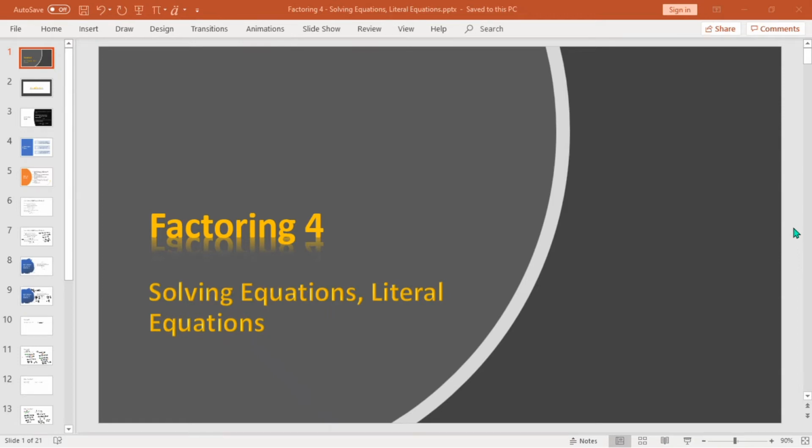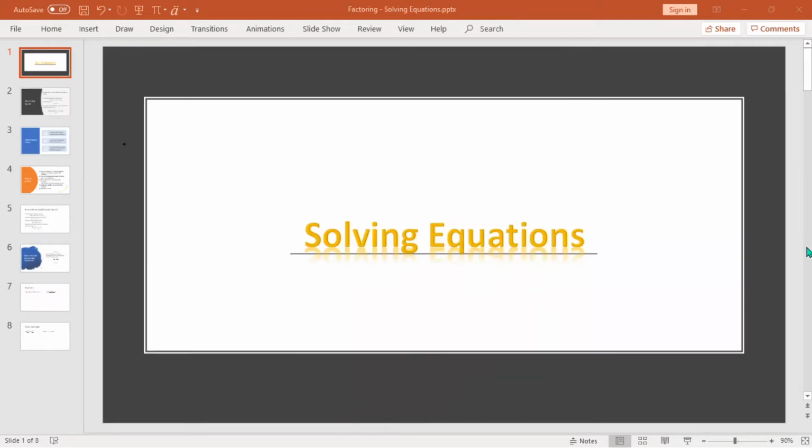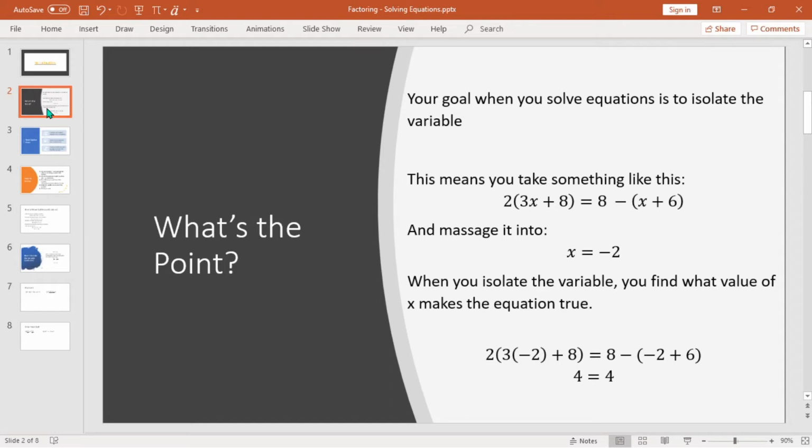So we'll move away from factoring for a bit and go into solving equations. Today it's solving equations and literal equations. Let's look at using algebra to solve equations. So why? The point of solving an equation is to find out what the letter is equal to.